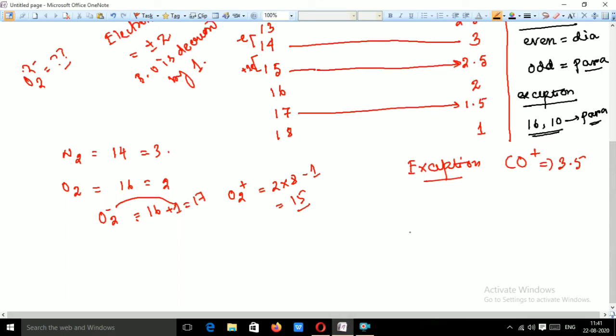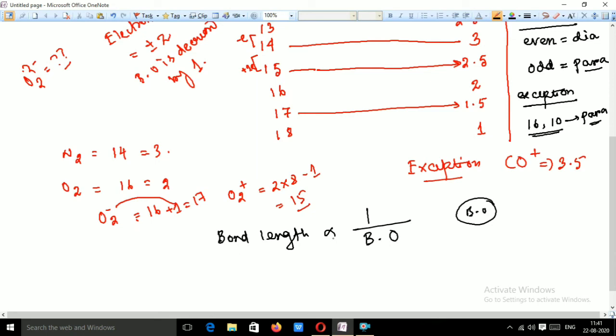Now how can we find the bond length and bond strength? As we know, the bond length is inversely proportional to the bond order. So our first funda is how to find the bond order, and we can easily find the bond order by this method.